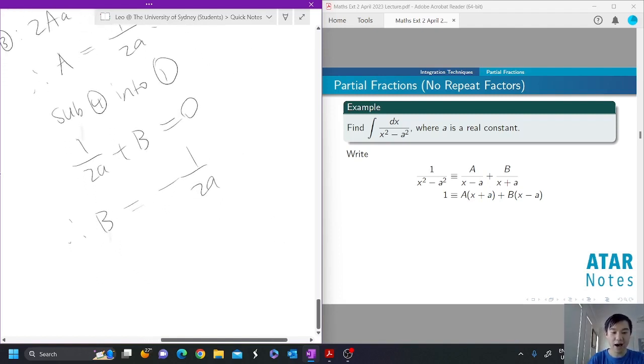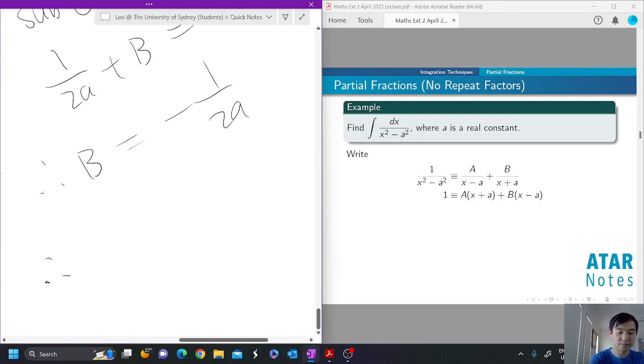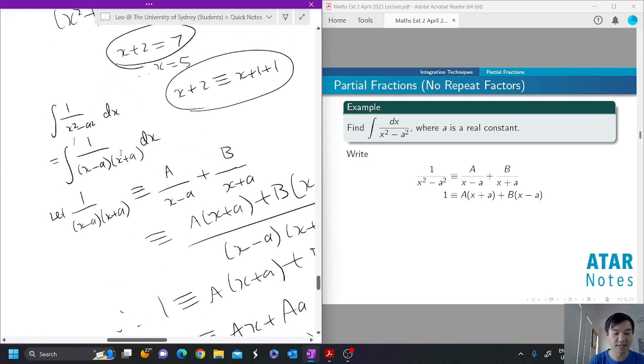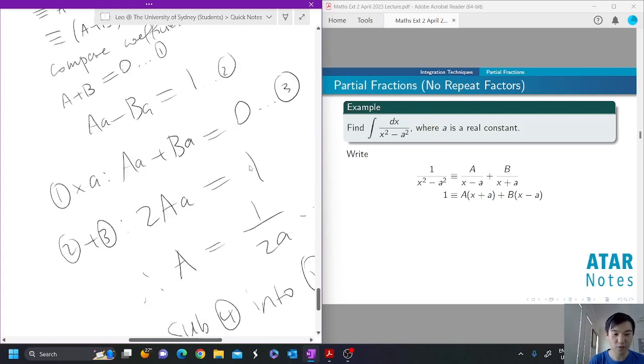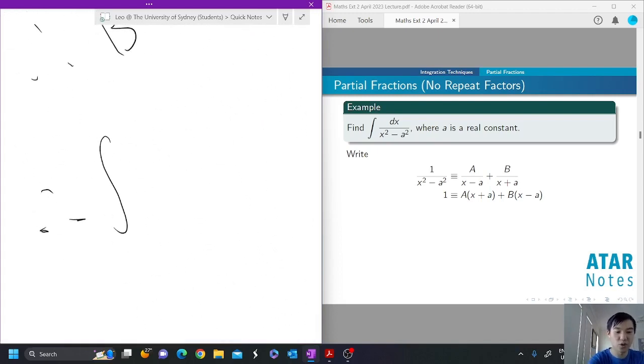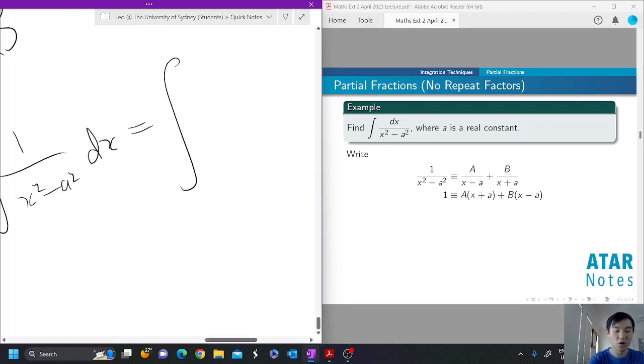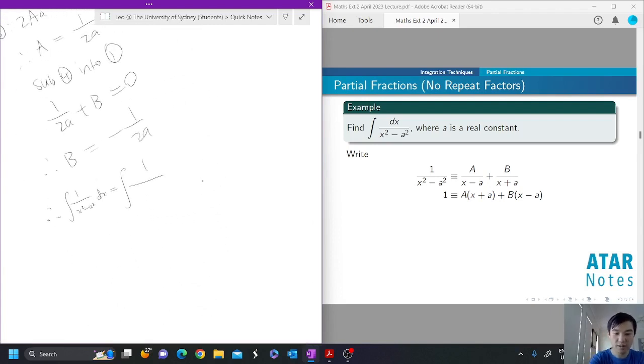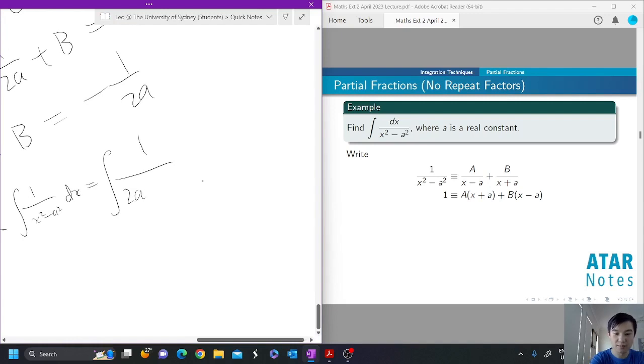So therefore I can say that, remember, we let this entire fraction inside the integral be equal to this thing. So therefore, we know that the integral of 1 over x squared minus a squared is the same thing as the integral of the coefficient. We said A is 1 over 2a. So this will be 1 over 2a times (x - a), plus B. B is minus, so it'll be minus 1 over 2a times (x + a), like that.